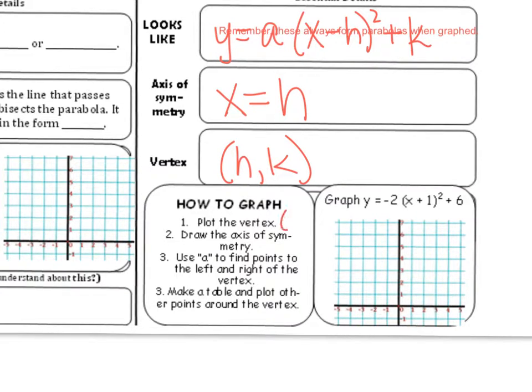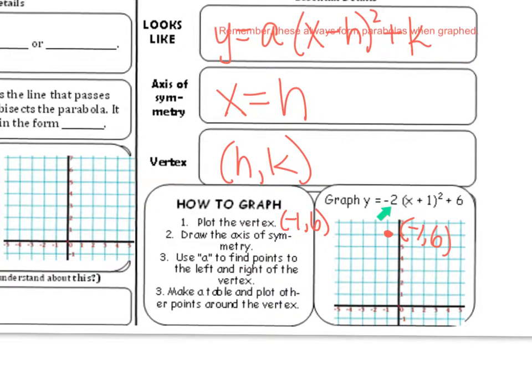So my vertex is (-1, 6). (-1, 6) is right up here. Now, I know my graph's going to open down. And the reason why I know my graph is going to open down, if we remember from absolute value equations, is that this negative tells me my graph opens down.